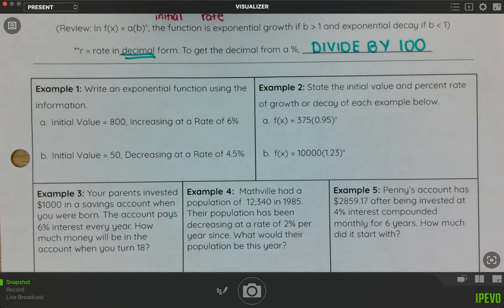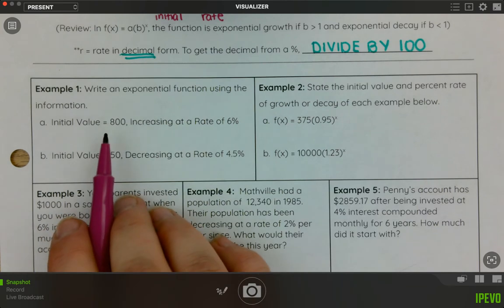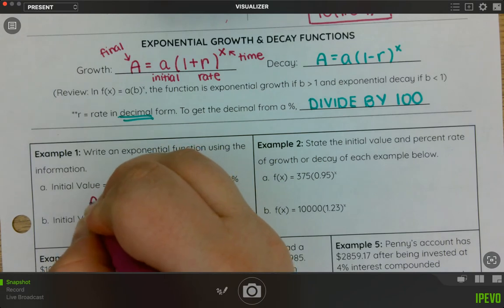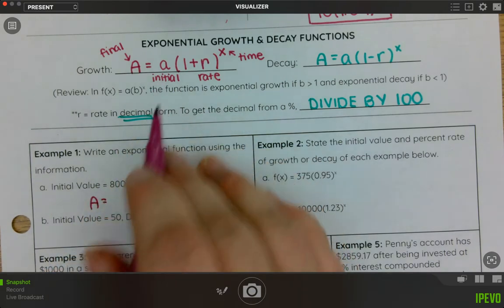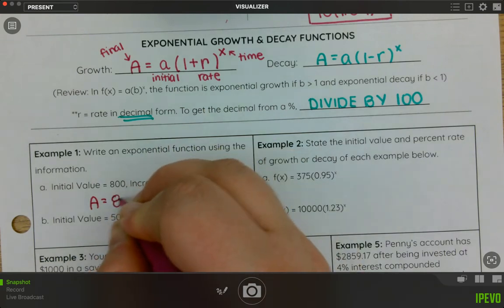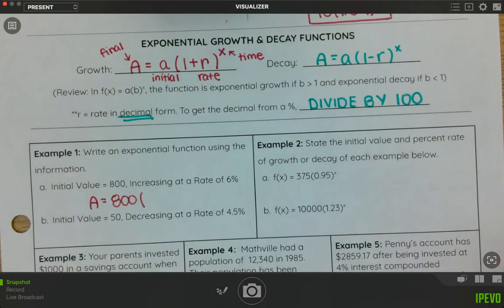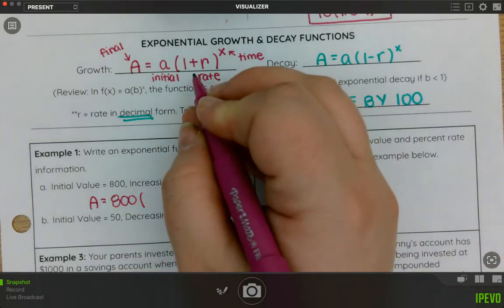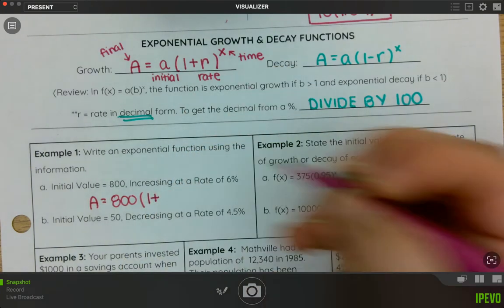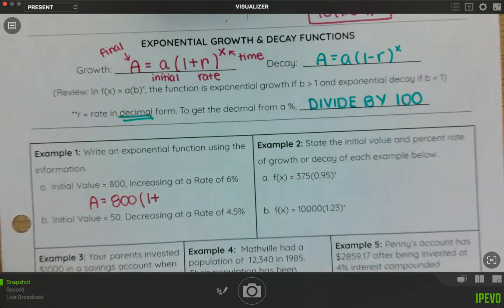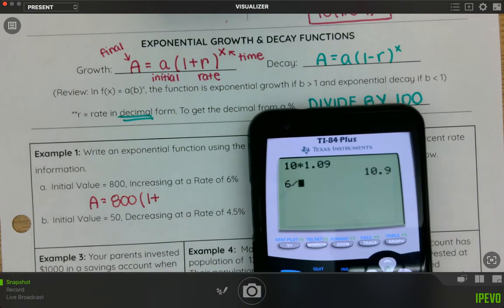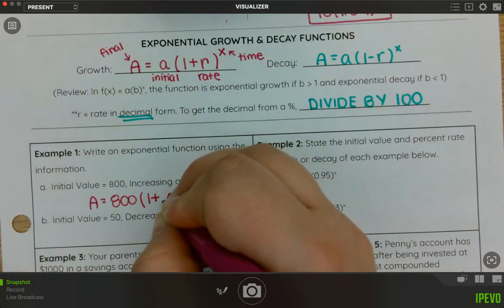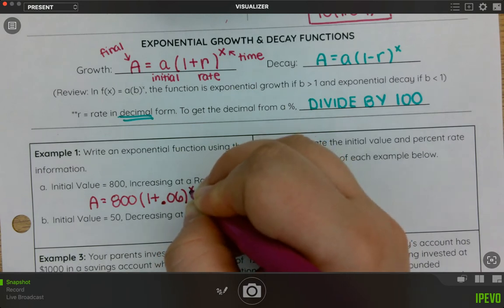Okay, so write an exponential function using the information. The initial value is 800. I'm going to start with this a equals that I had. And then the initial value goes in front. That's the 800. Just like in 6.1, the initial value goes in front. And then it's increasing. That's growth. So I'm going to use the 1 plus r. And the rate is 6%. 6 divided by 100 is 0.06 to the power of x.